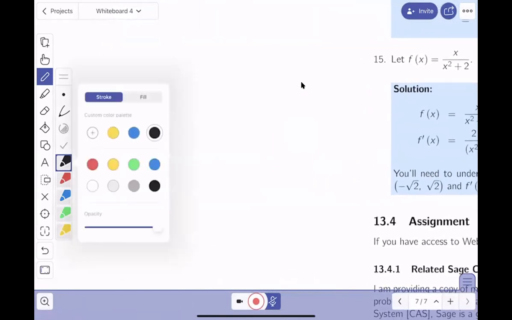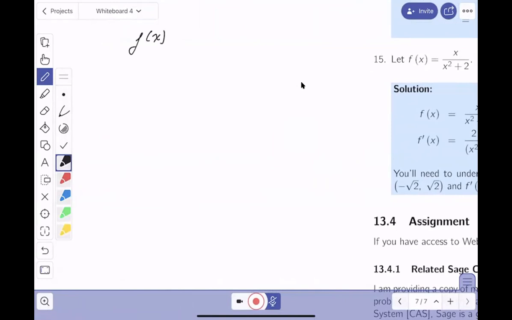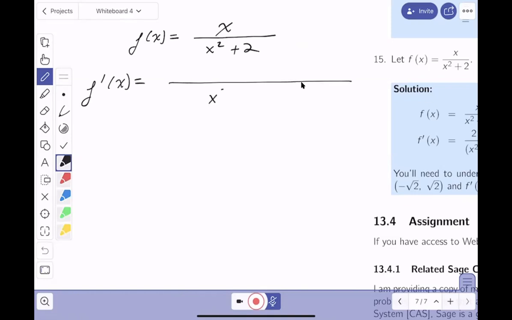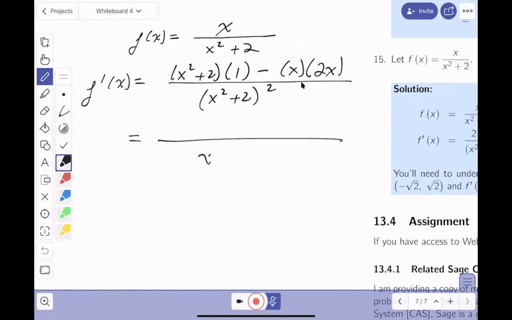So f of x is equal to x squared plus 2, and the top is x. So I have to find that first derivative. Square the bottom, bring the bottom to the top, multiply by the top's derivative, which is 1, minus the top, times the derivative of the bottom, which is 2x. I'd like to simplify that if I can.